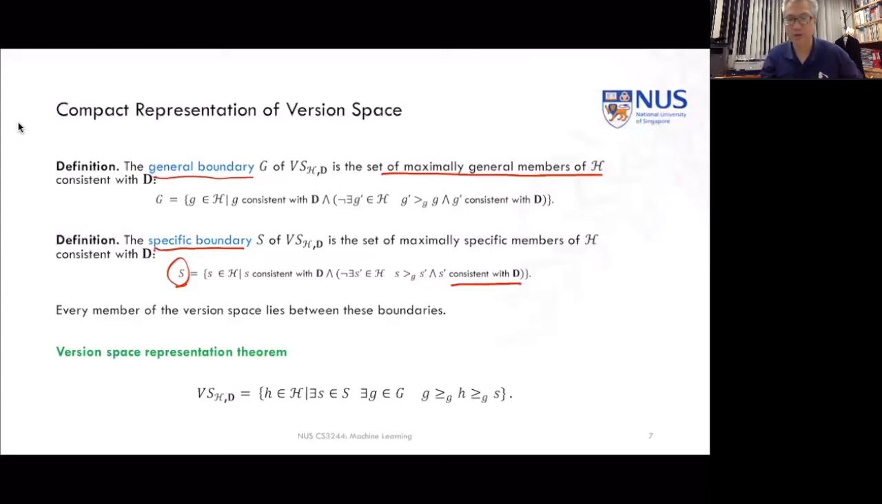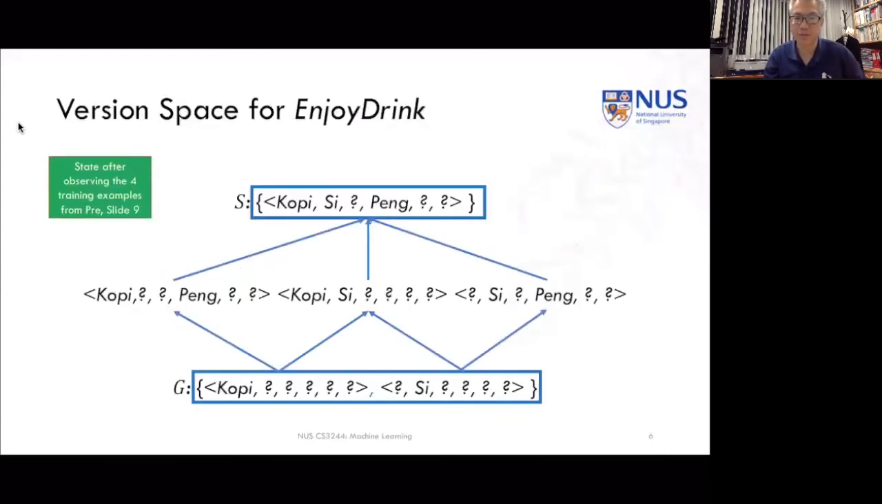So just like we saw in the previous picture here, right, we can think of the specific set over here and the general set down here as being the bounding box for all of the members of the hypothesis space that are consistent with the data set. So this is our version space of H of D.